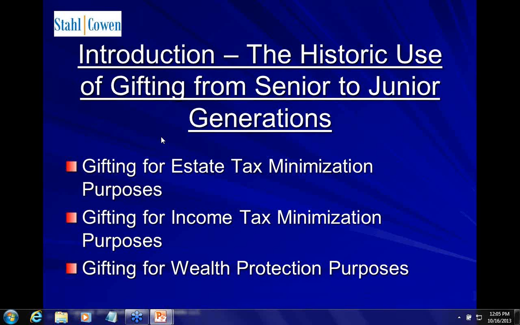Now, as many of you obviously know, the kiddie tax that's been imposed in recent years helps to mitigate that planning to a certain extent, and you're really talking about an adult child.